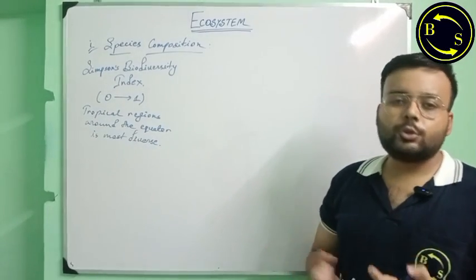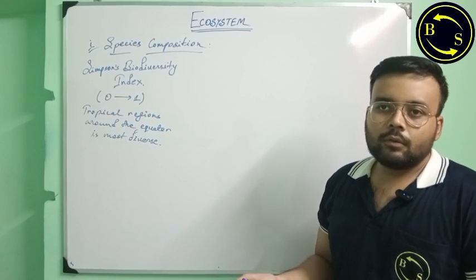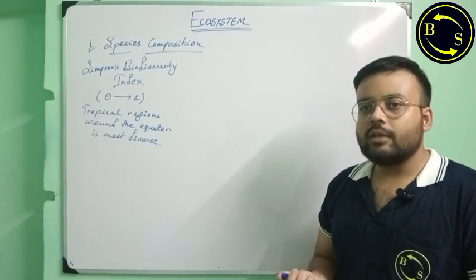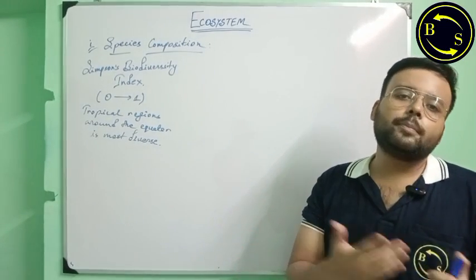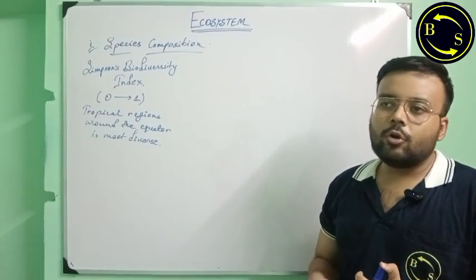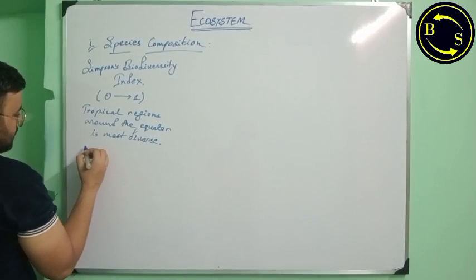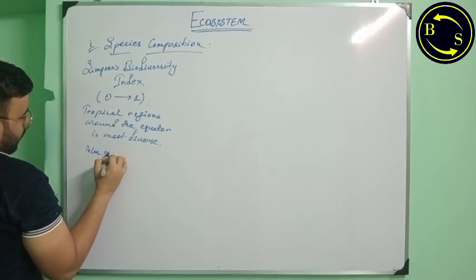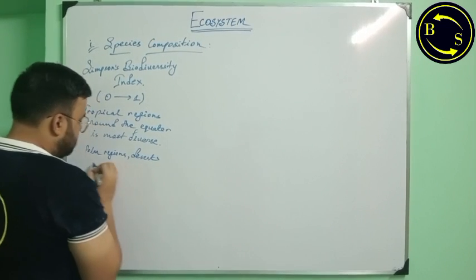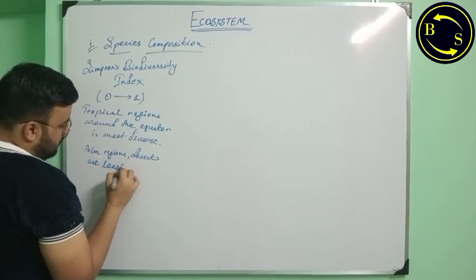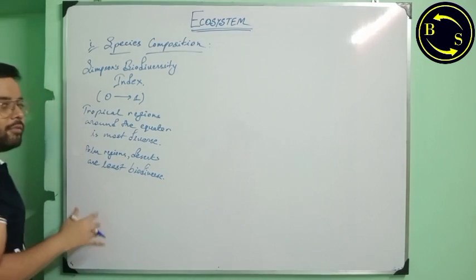The ecosystem will cease to exist, because if nutrients are not returned periodically to nature, to earth, new life cannot thrive, because the earth has a limited amount of resources. If that gets depleted, life could not be possible on a long term basis. Okay, and the polar regions, the deserts are least biodiverse. This we have discussed earlier. Why?